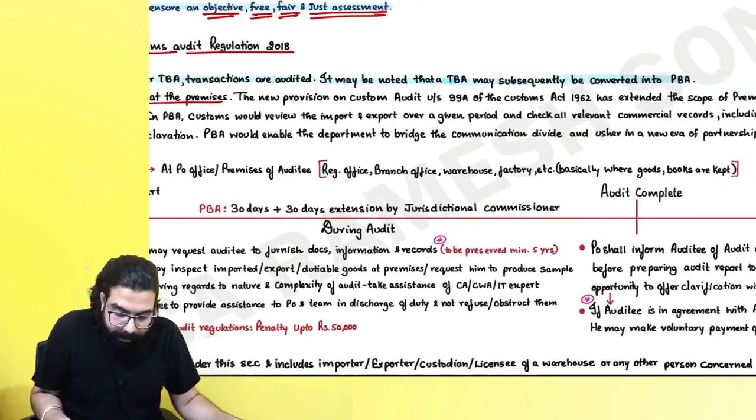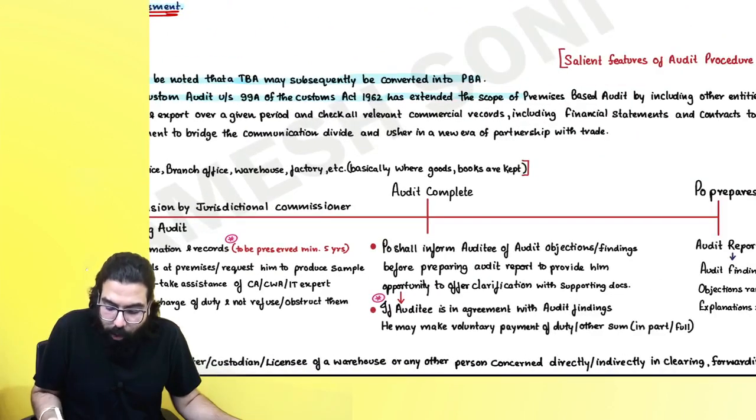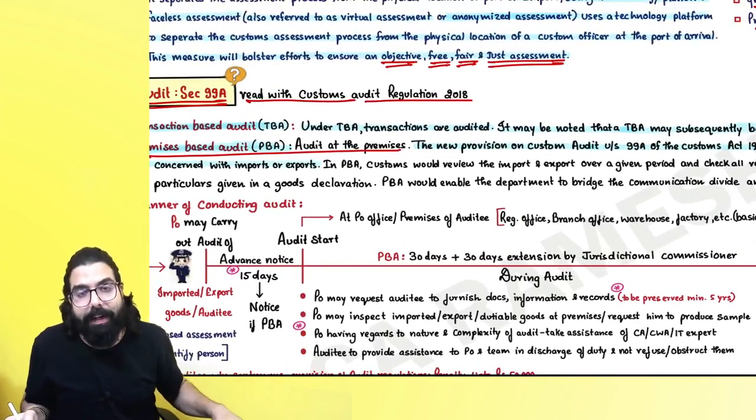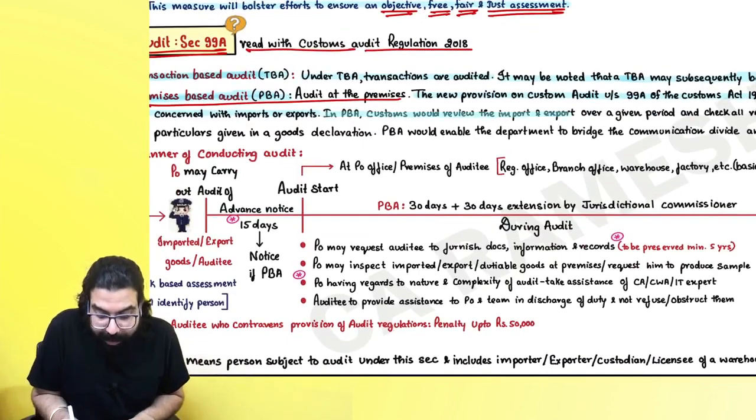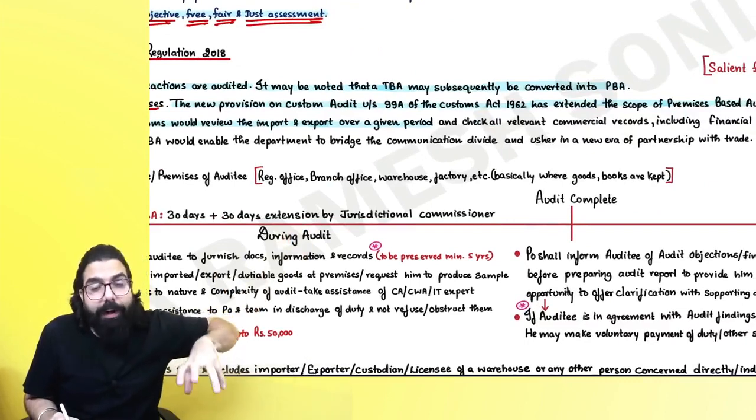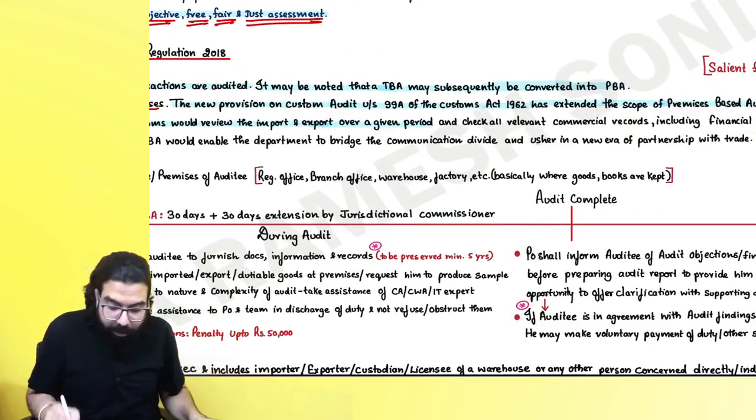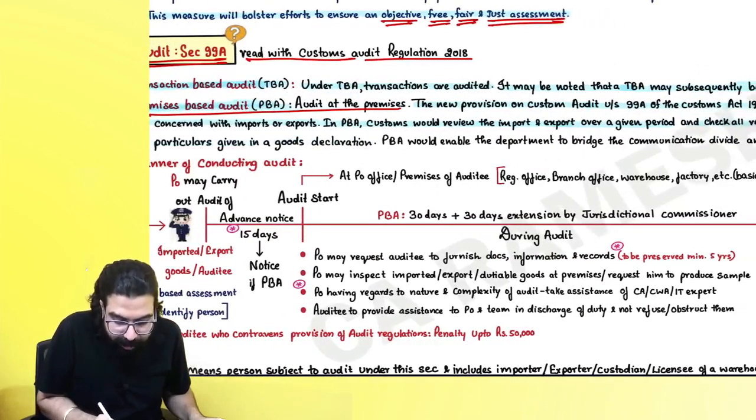Sir, this new provision on customs audit 99A has extended the scope of premises based audit including other entities which are concerned with imports or export. Means other entities are also covered in the premises based audit. In premises based audit, customs can review the import and export over a given period. Whatever import and export I have done over a period of time, what goods I imported, what goods I exported, sir, all those can be reviewed, and they can check all the relevant commercial records including financial statements and contracts to verify the particulars given in the goods declaration.